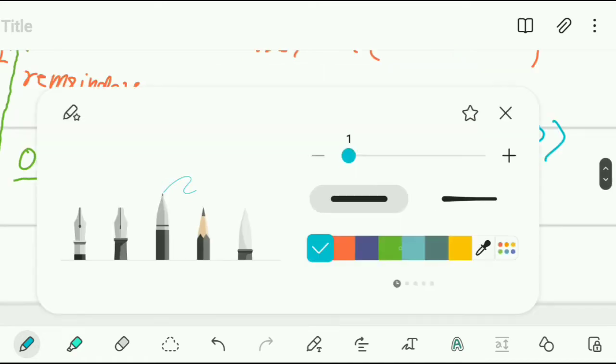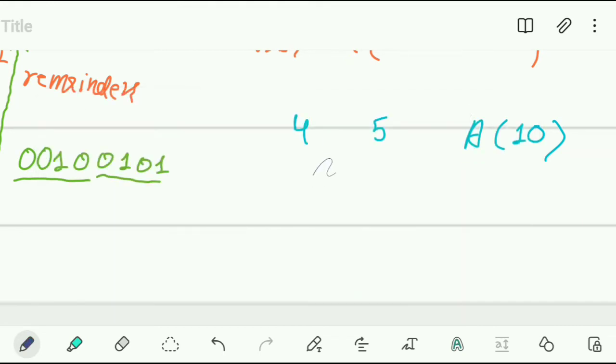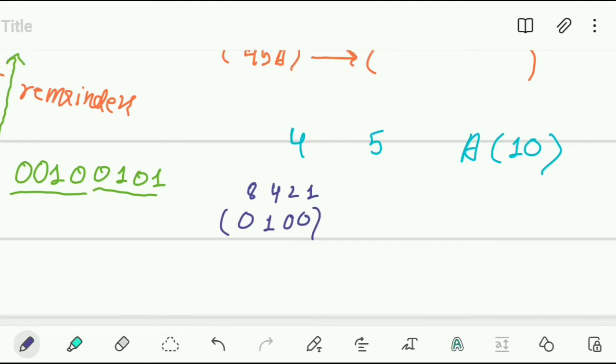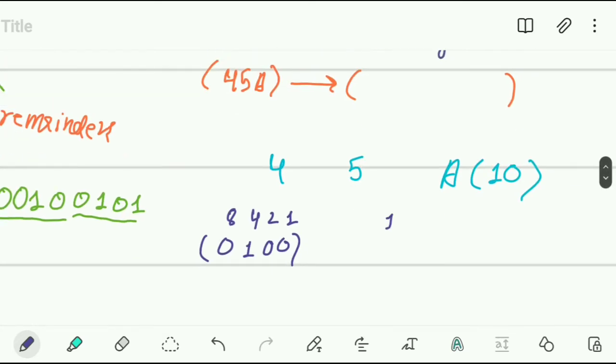Write it down like this: 1 2 4 8. If I put 0, and if I put 1 at 4, then you will get 1 0 0. There you go. As for this one as well, 1 2 4 8. Okay, this should be 0, this should be 1, this should be 0, this should be 1.